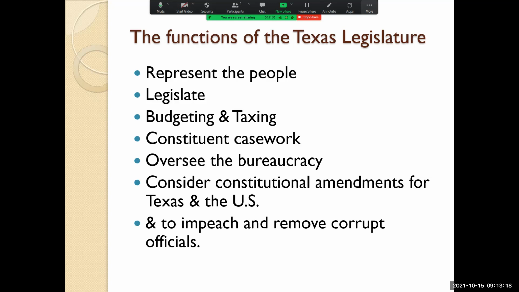And we'll talk later about the constitutional limit on how much money we spend, right? That we have a debt limit in Texas, a constitutional requirement that we balance our budget.